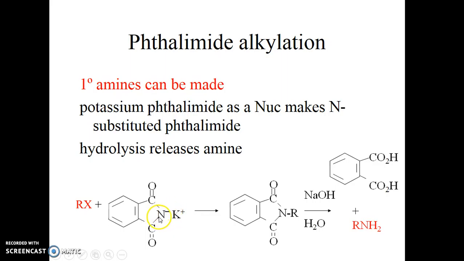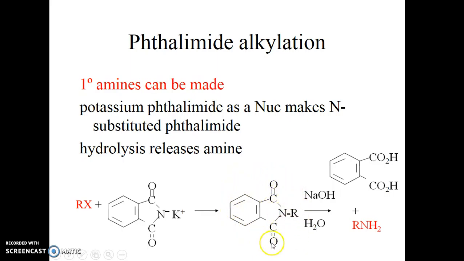There'd be two non-bonding pairs on this nitrogen. One is held in resonance with this, and then the other is stuck up out in an sp2 orbital. And because the groups that are on it are held back, it's very much available for an SN2 reaction. And it does a great SN2 on a primary alkyl halide. And we form this alkylated phthalimide.